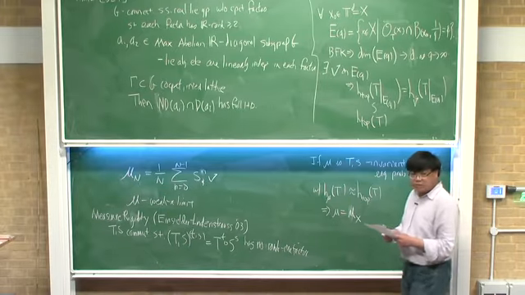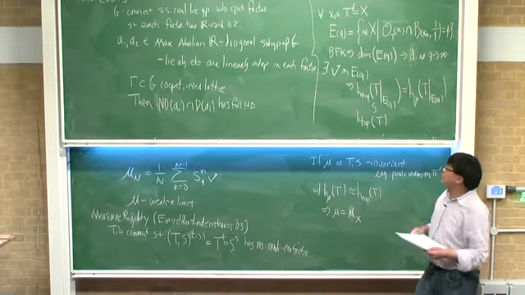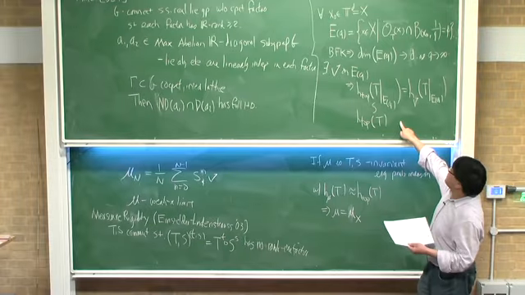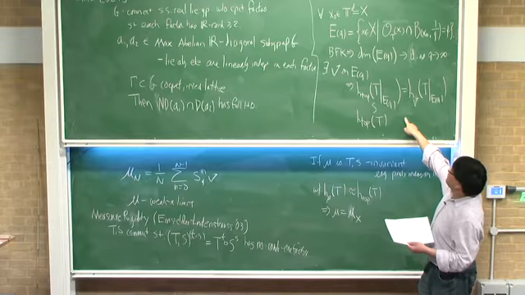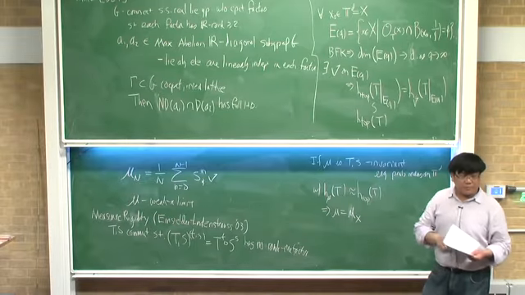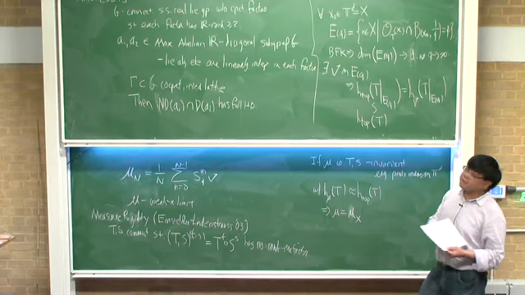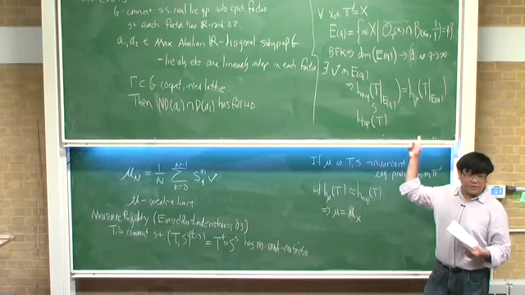Clear so far? Mu is T invariant because that comes from the variational principle, because equilibrium states are T invariant. It's a small calculation.